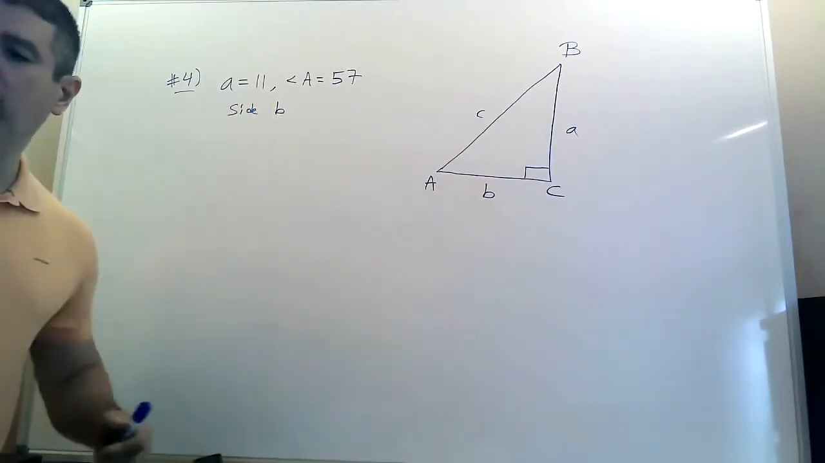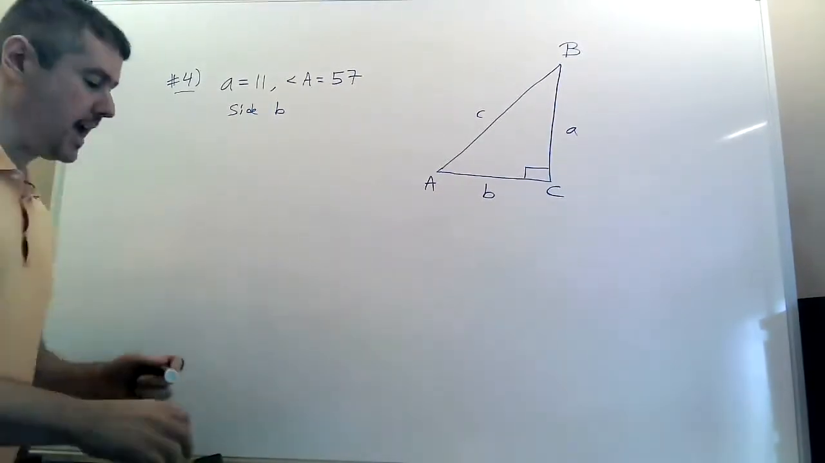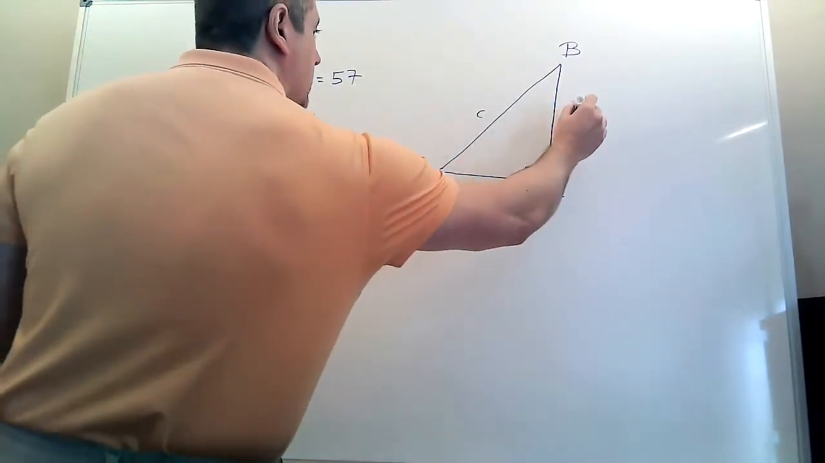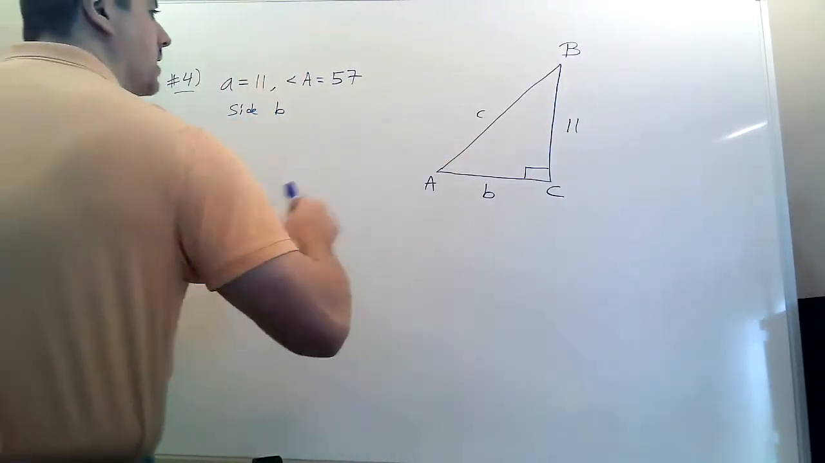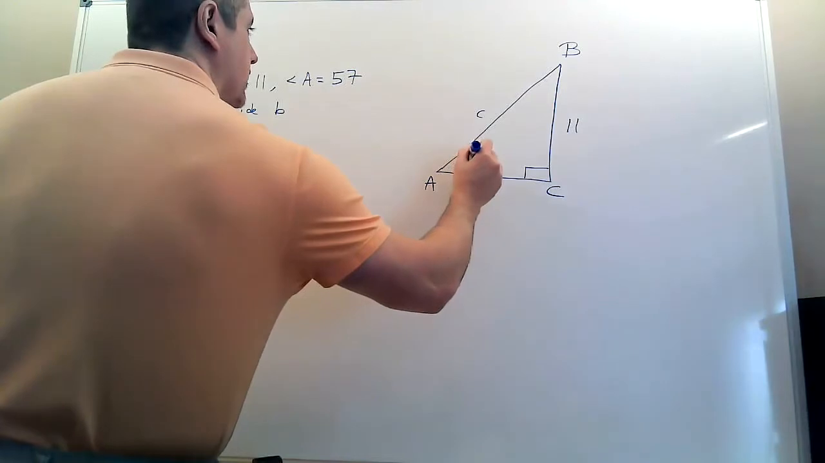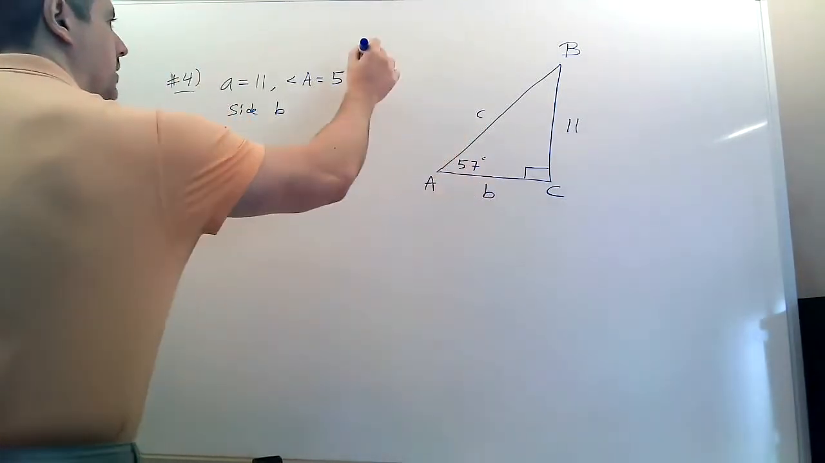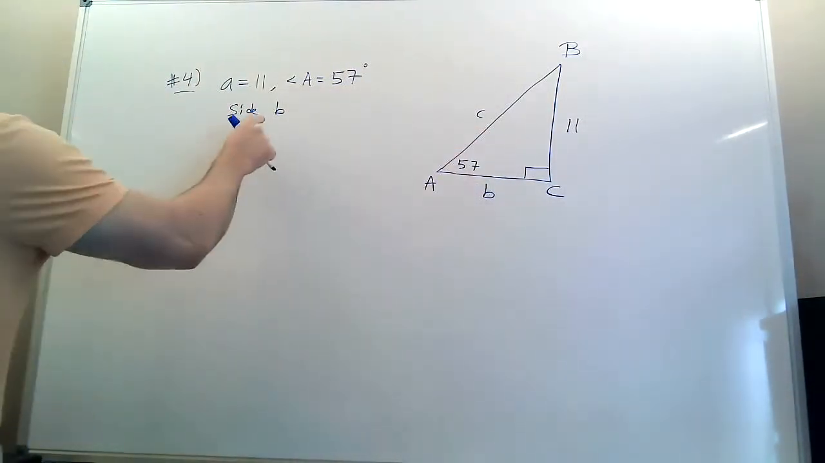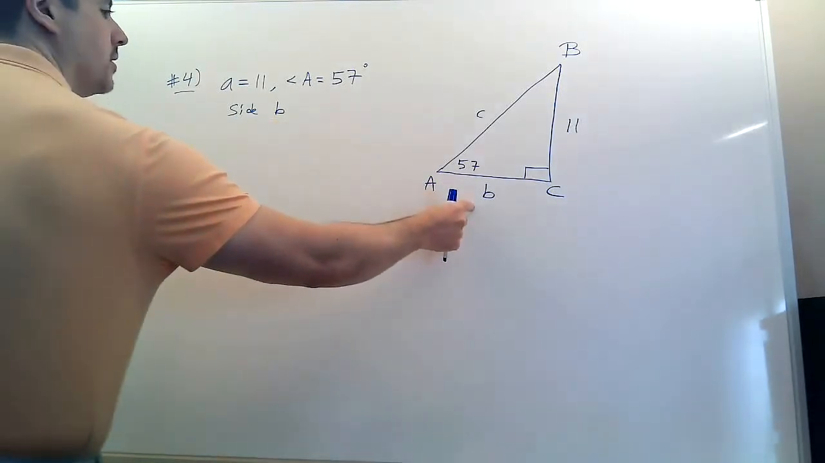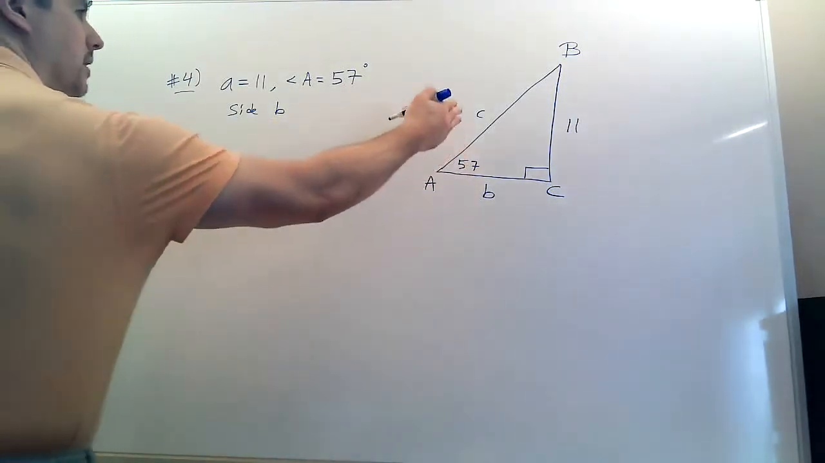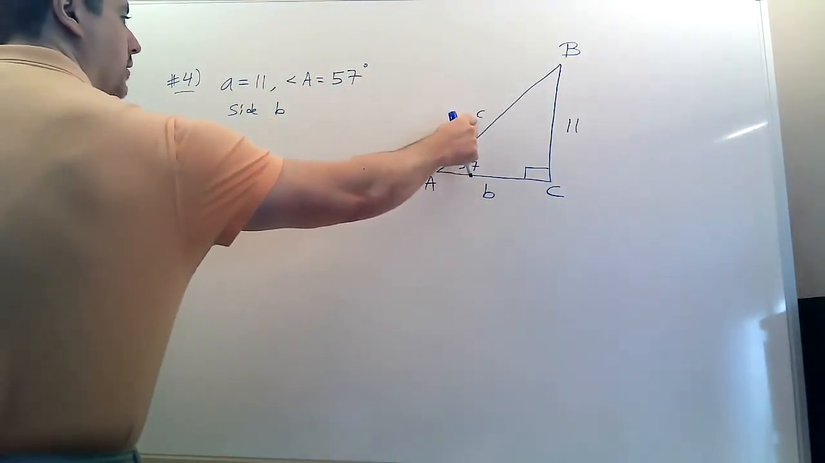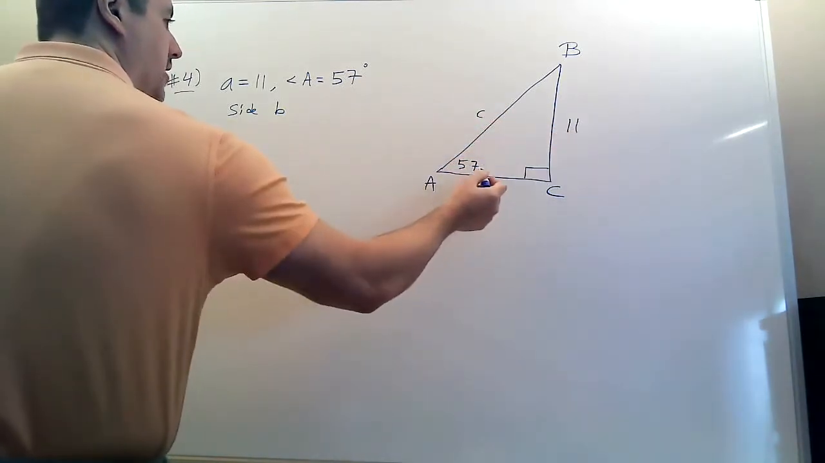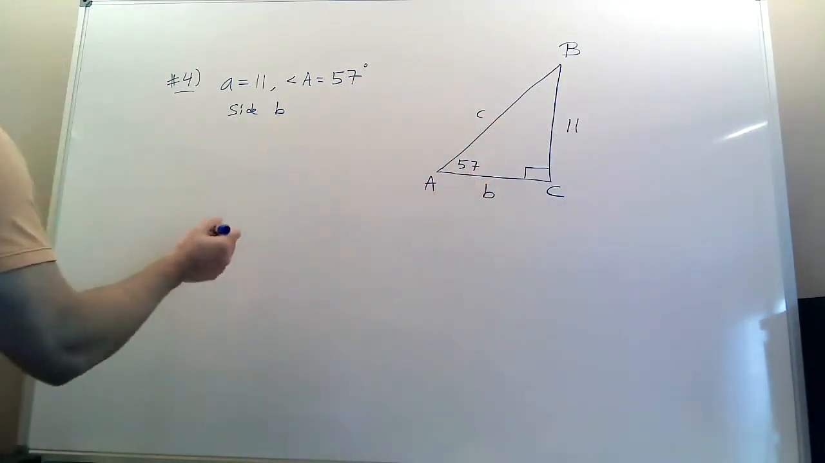Okay, question 4. I give you side A is 11. And I tell you that angle A is 57 degrees. I didn't put the degree symbol there, and it looks horrible there. I want to figure out what the side B is. So once again, nothing with the hypotenuse, nothing. I have an opposite and an adjacent and an angle, so I know it's going to be tangent.